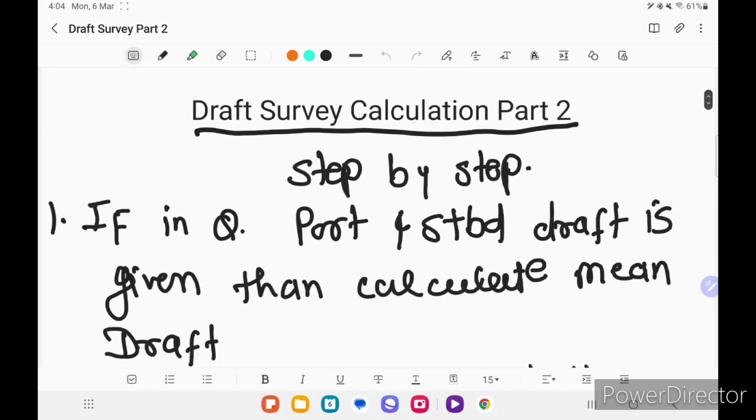Now I will explain once again the step by step procedure: what is the formula and how you will approach the question. First, if port and starboard draft is given in the question, then we have to calculate the mean draft. If it is not given, we go directly to the next step. But if it is given, like forward port, forward starboard, mid port, mid starboard, aft port, aft starboard, then we add forward port and forward starboard, divide by 2, and we get the mean draft. But if it is not given in the question, no need to calculate the mean draft.